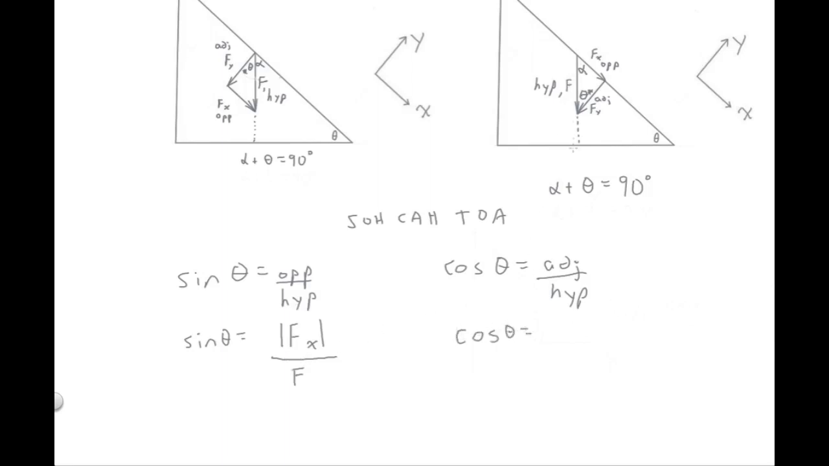Our adjacent side in both pictures is f sub y. F sub y here and f sub y here. And the hypotenuse again is f. And again, I'll use absolute value symbols to show that this equation is only going to give us the magnitude, the absolute value of the component.